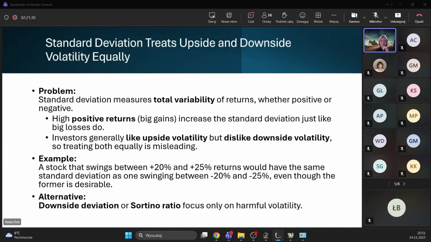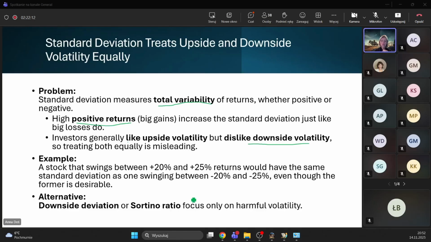And now, what are the problems with standard deviation? First of all, standard deviation measures the total variability of returns, whether positive or negative, while investors love positive returns. So increased volatility due to an increase in returns is wanted, while investors hate downside volatility, they hate decreases. And the standard deviation never informs us whether the variability comes from upwards or downwards.